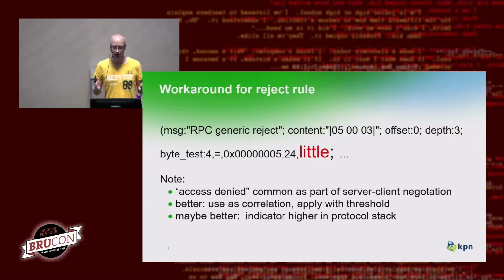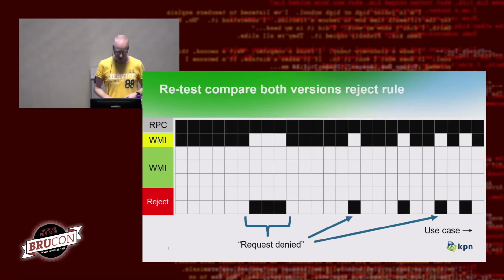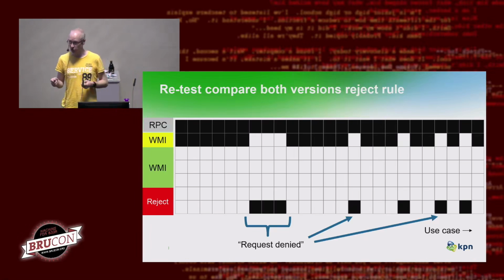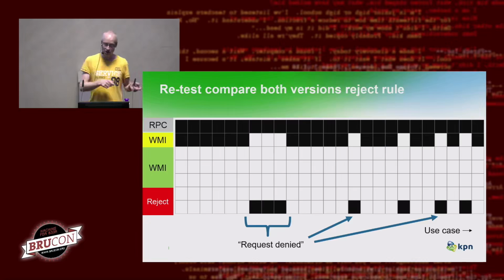Now we have an improved rule, a new improved reject rule. So it's time for retesting. And what we can see now is my improved rule did trigger, and did trigger on the use cases where we know that the golden rule did not trigger. And that's nice. This made me happy.